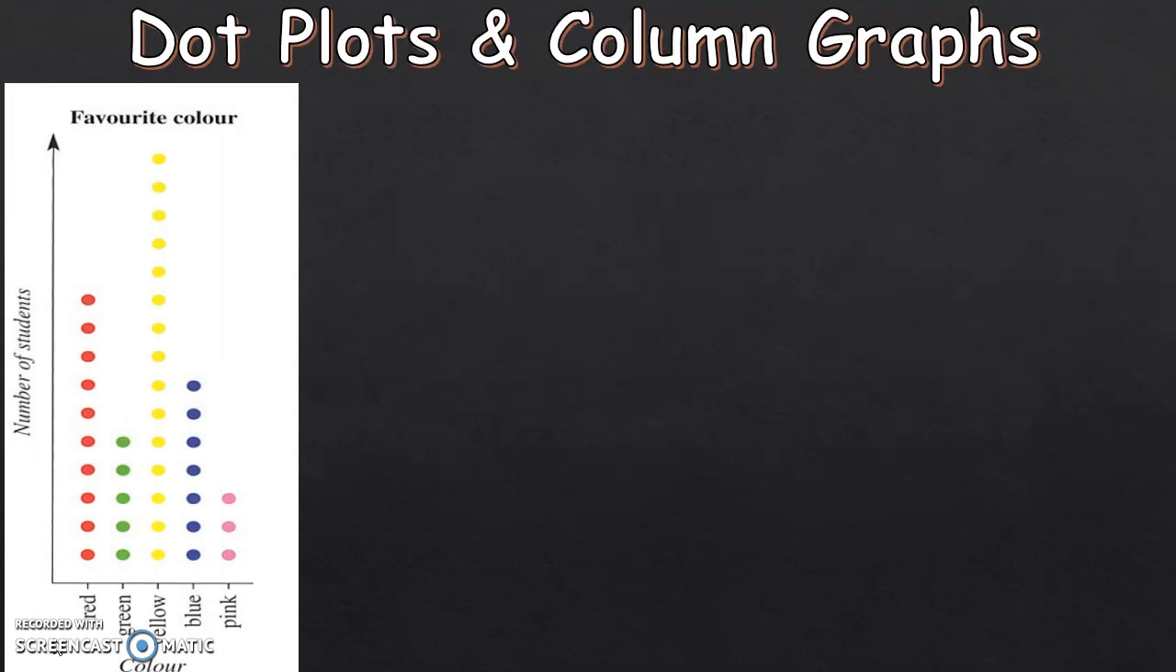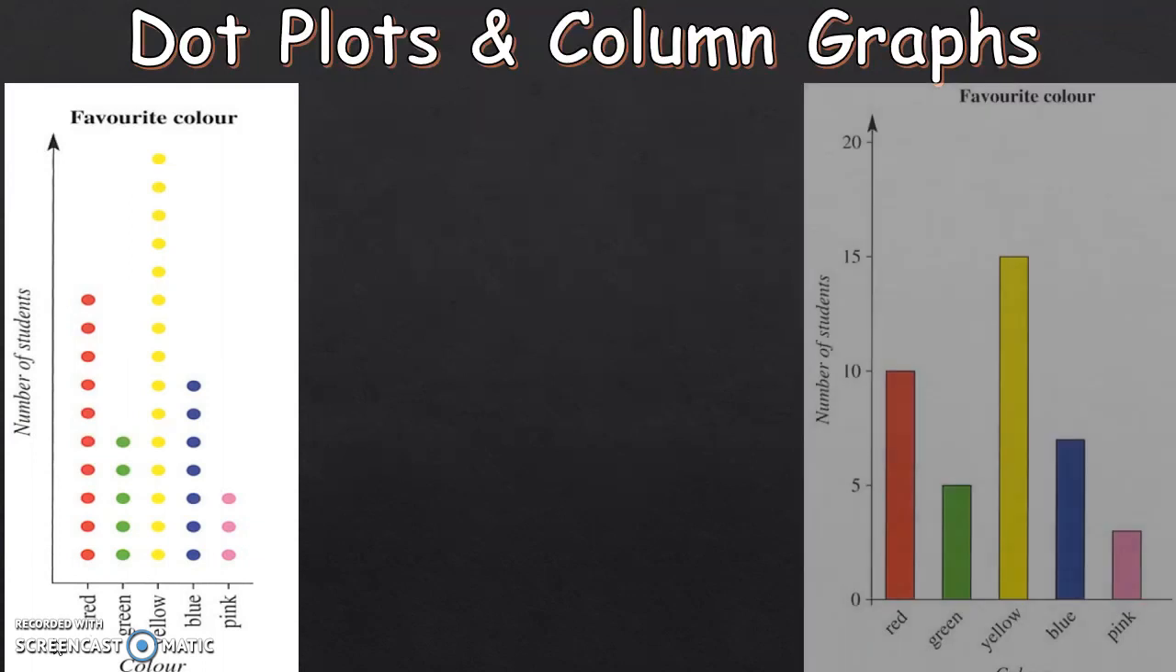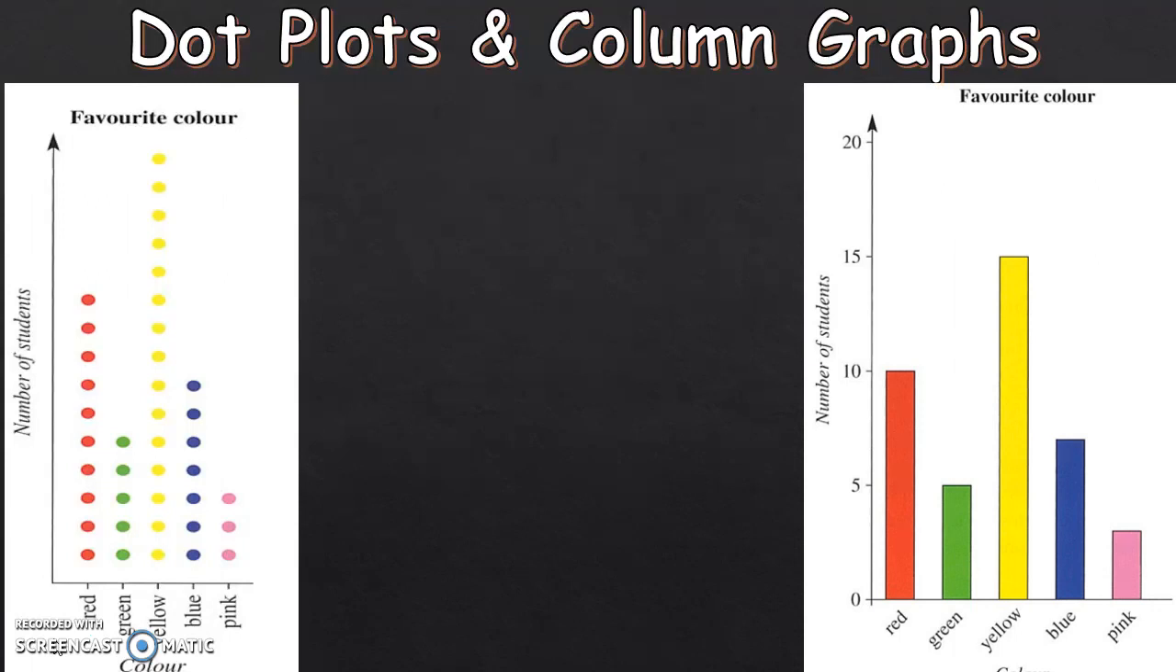On the left, we have a dot plot. It uses dots to represent each value. And then on the right, we have a column graph. So for the data, it uses columns. Now these have important features. As you can see, they have a title, favorite color. So the survey participants were asked, what is your favorite color? And they chose from one of those 5 options.